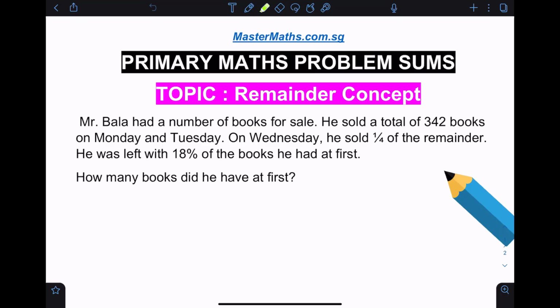Okay, this is a question on remainder concept. Mr. Bala had a number of books for sale. He sold a total of 342 books on Monday and Tuesday. On Wednesday, he sold 1/4 of the remainder. He was left with 18% of the books he had at first. How many books did he have at first?